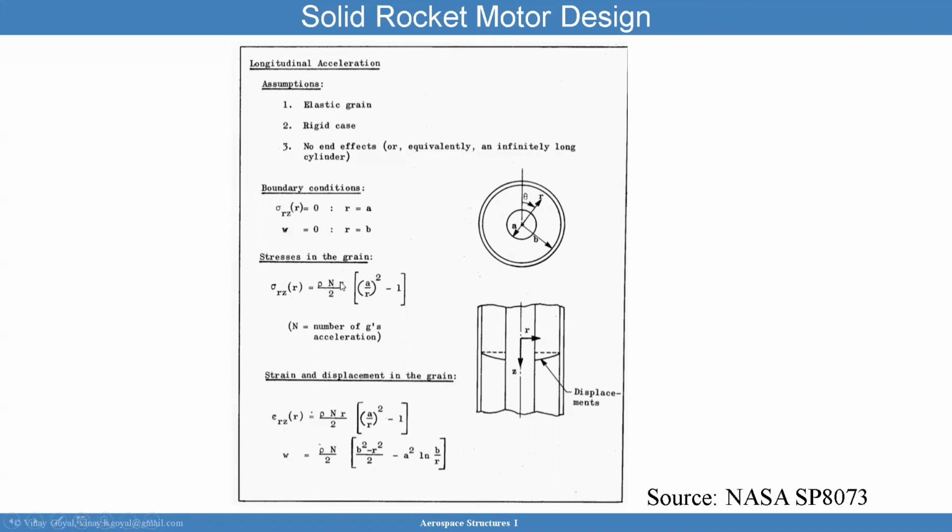R is a radius location, and A over R, A is a radius out here. R is the location where you're at, and at R equals A, which is right at this boundary, you get zero shear stress, because this becomes 1 minus 1, which is 0, and that matches what happens at the boundary. The strain and displacements can be found simply as this. And again, this is an important calculation because when the vehicle is taking off, you don't want this grain to fly apart.